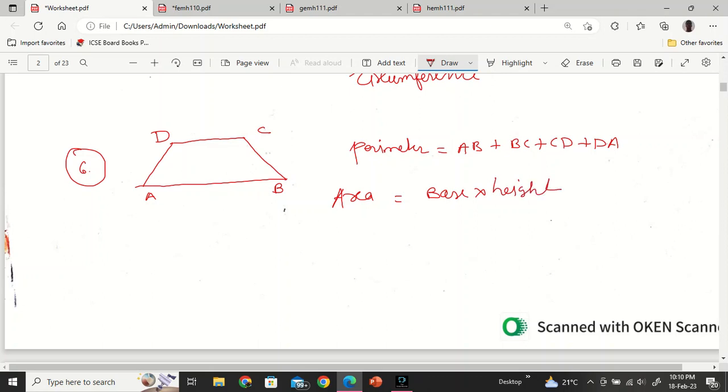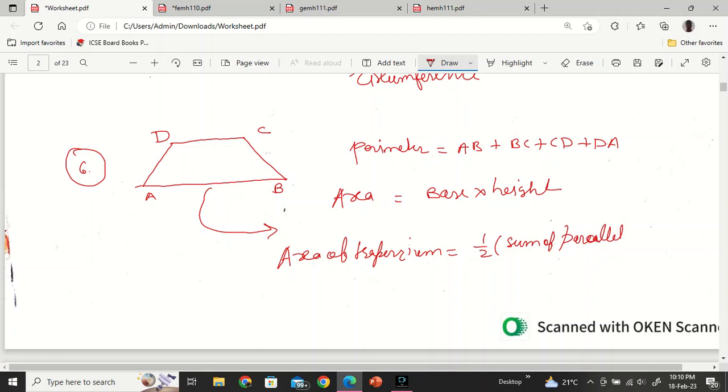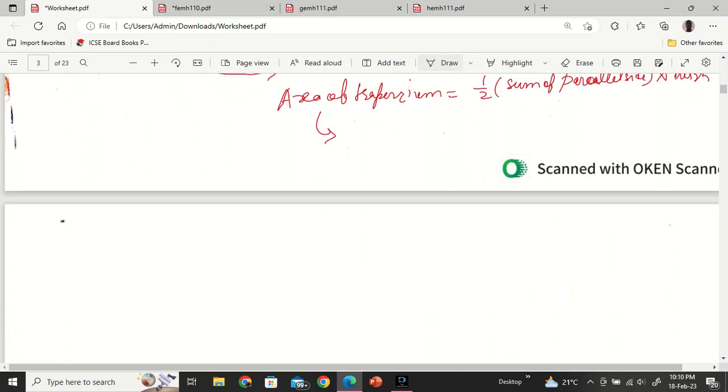But if you know the formula for the area of a trapezium, we write area of trapezium is equal to, do you remember? Yes, it is 1 by 2 into sum of parallel sides into height. Okay, but we'll derive this. Okay, we'll see how they are the same. See, this is a trapezium.